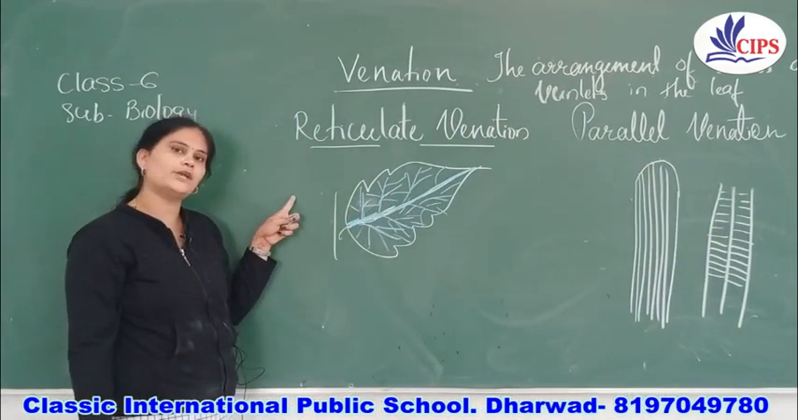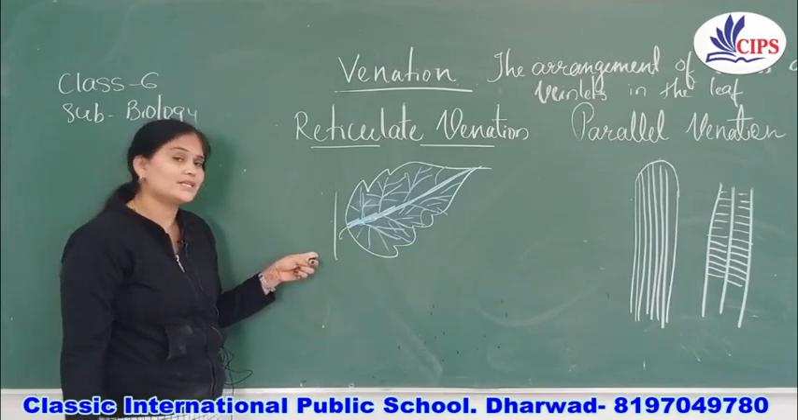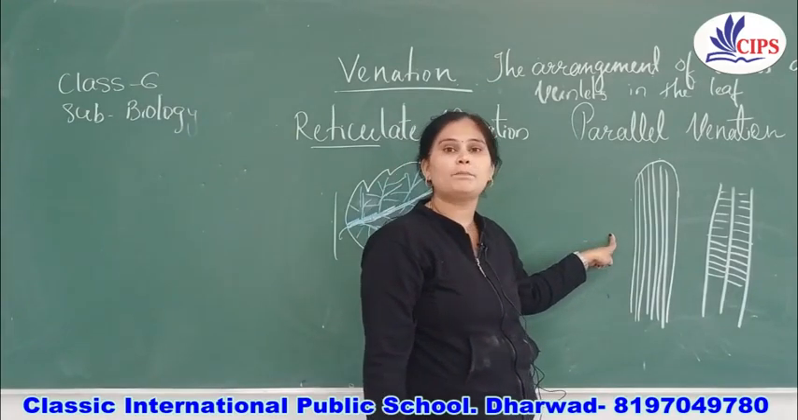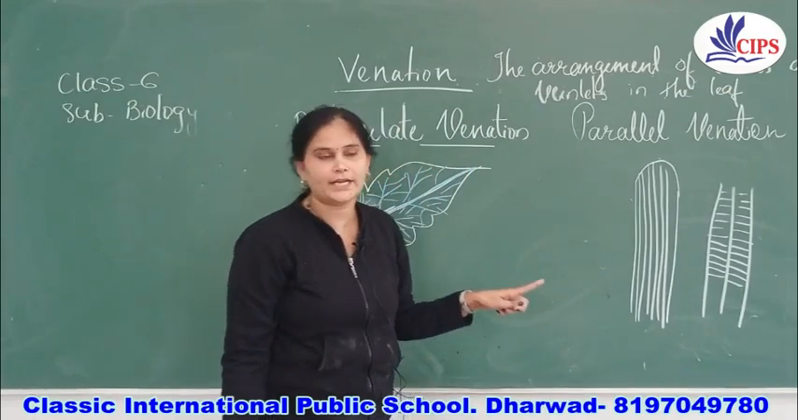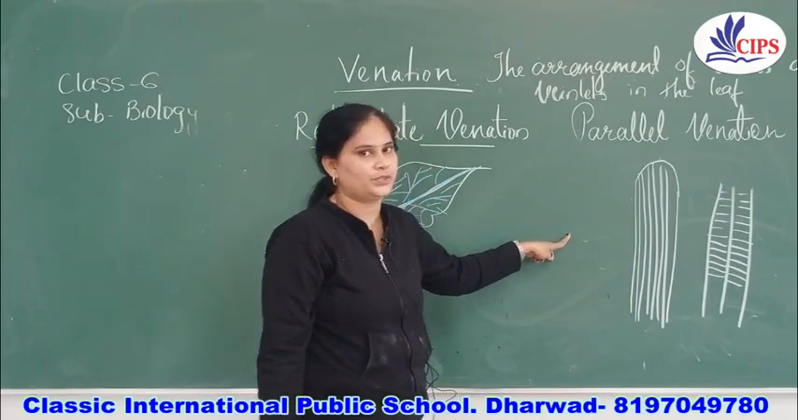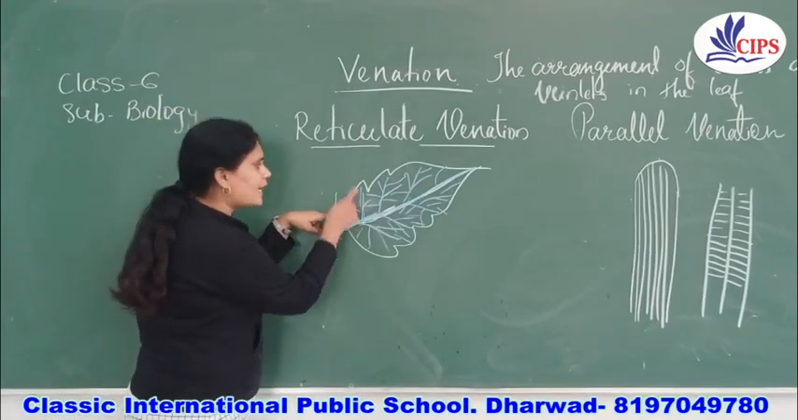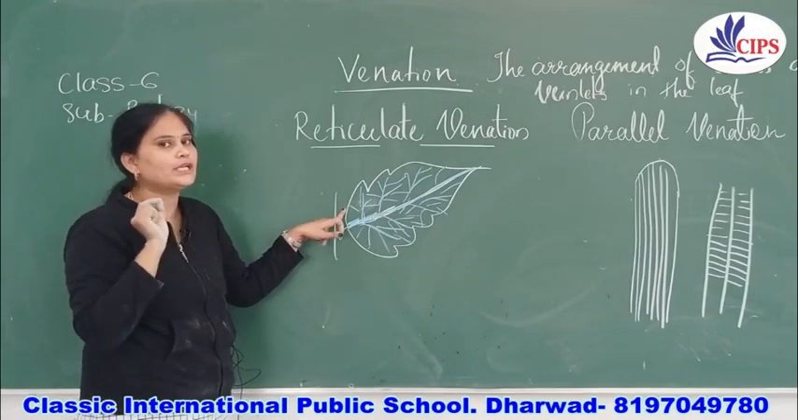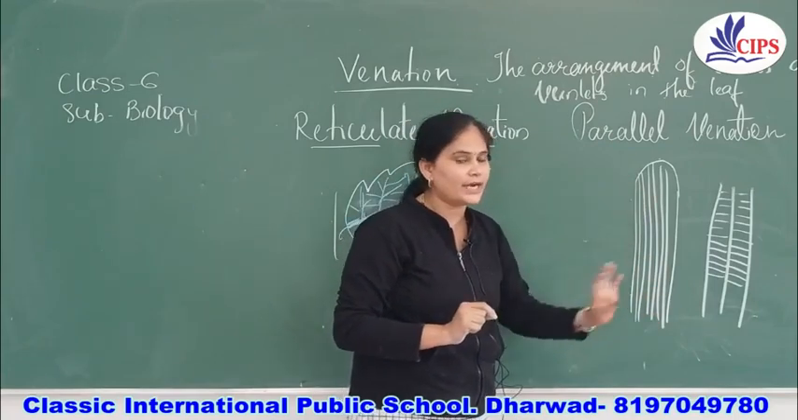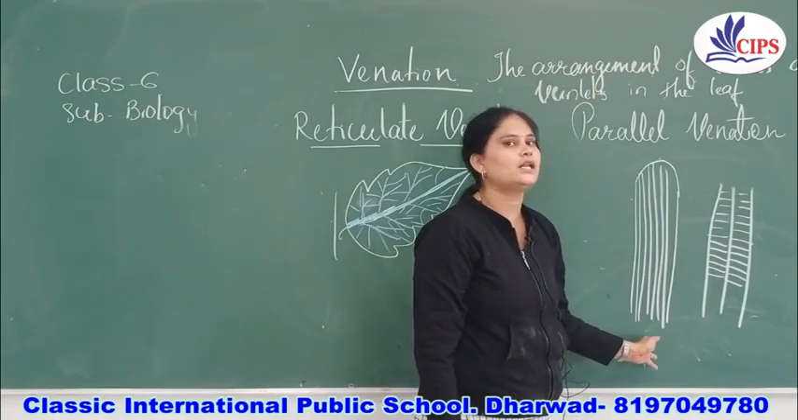So what are the examples for reticulate venation? In the rose and in the mango, you can see reticulate venation. Where will you see parallel venation? Usually you will see parallel venation in the bamboo plant, even in the banana plant and in the coconut also. If you have a garden, just go to the garden and see: if the leaf has this kind of network, then it is reticulate venation. If the veins run parallel and do not form any network, such venation is called parallel venation.